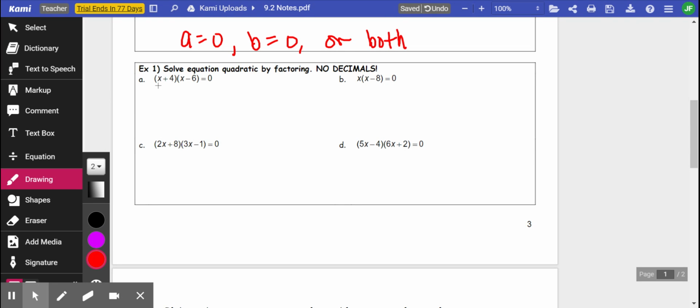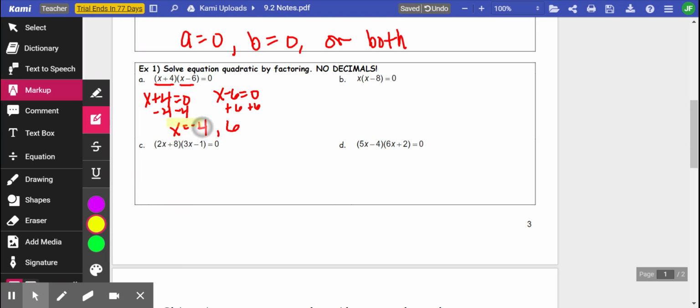So using the zero product property, if I'm multiplying this times this and I get 0, that means I know x plus 4 has to equal 0, or x minus 6 has to equal 0, or both. So if I solve this like we did back at the beginning of last year, I'm going to subtract 4 from both sides, I get negative 4. And I'm going to add 6 to both sides to get positive 6. I'm just going to put a comma to separate the two answers. Do not put parentheses around these. This is not an ordered pair. These are two different x-intercepts.